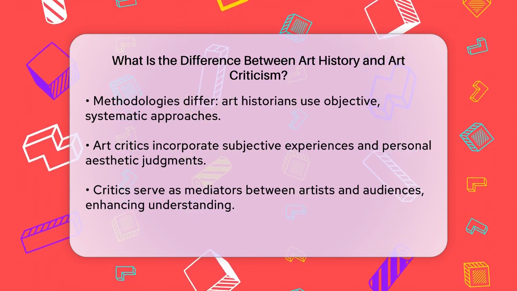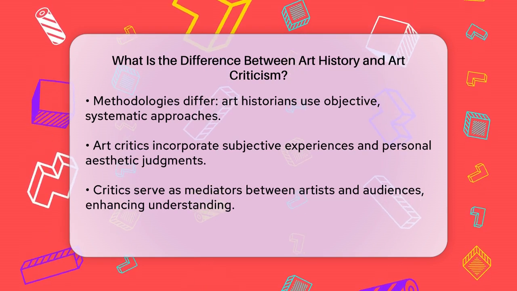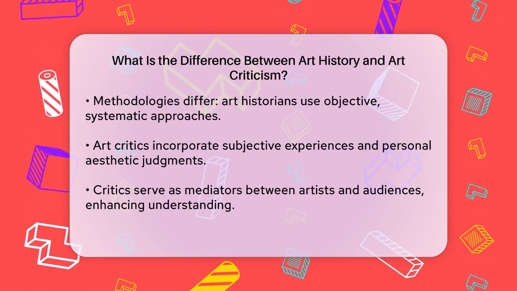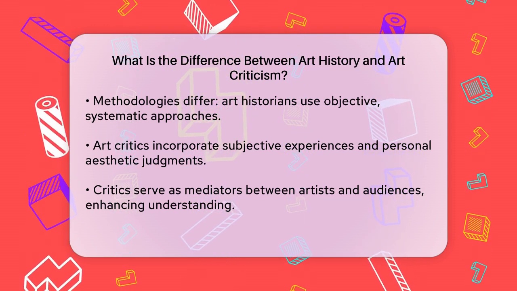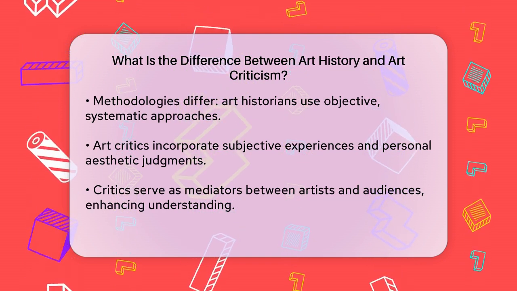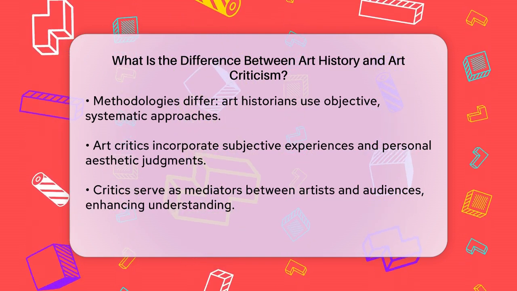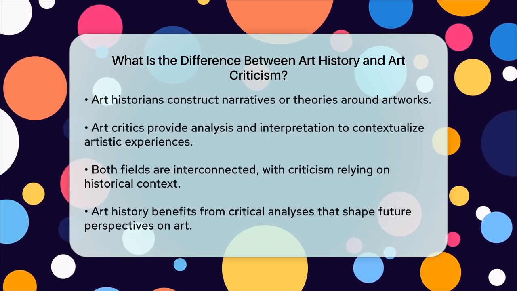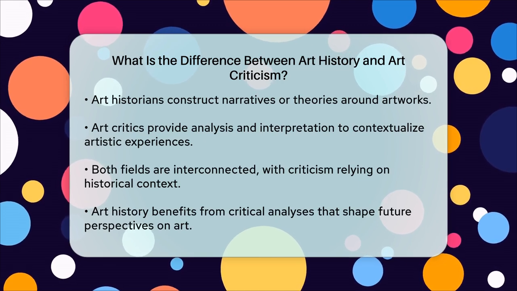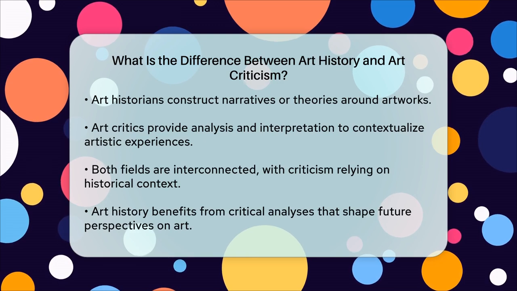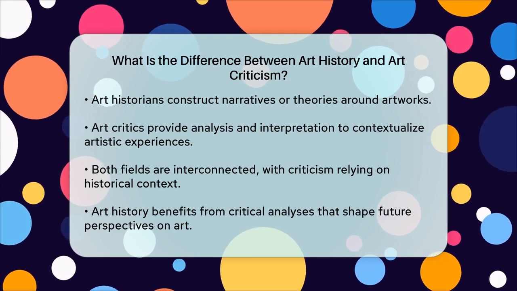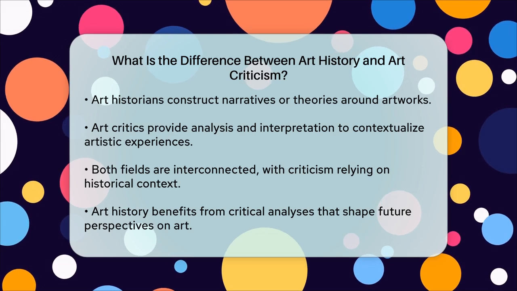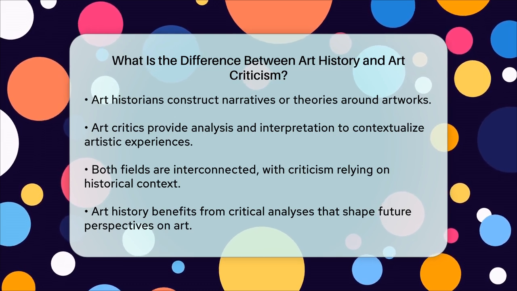In terms of their roles, art historians are more concerned with constructing a narrative or theory around the works of art, arranging them in a certain order to tell a story or fit into a theoretical framework. Art critics, on the other hand, evaluate artworks critically, providing insights, analysis, and interpretation to help contextualize and frame the artistic experience. Both fields are interconnected, as art criticism often relies on the historical context provided by art history to make informed evaluations. Similarly, art history benefits from the critical analyses provided by art critics, which can shape future historical perspectives on art.